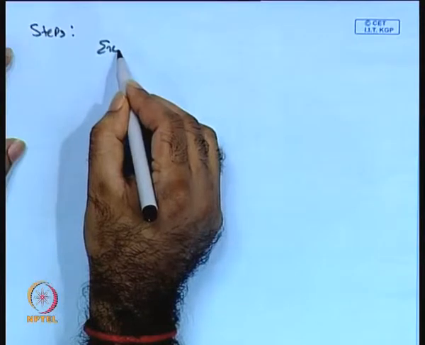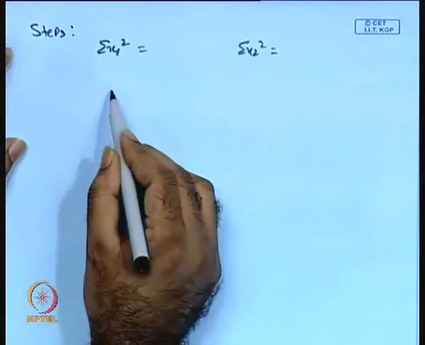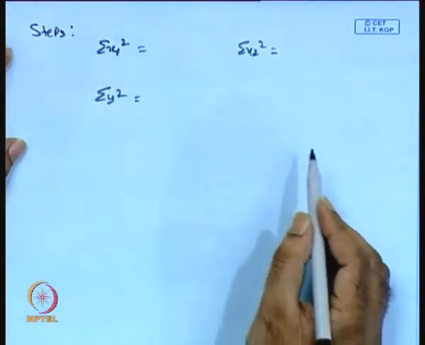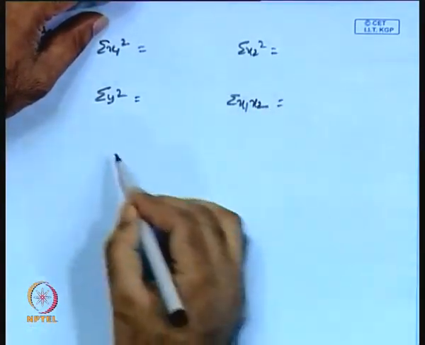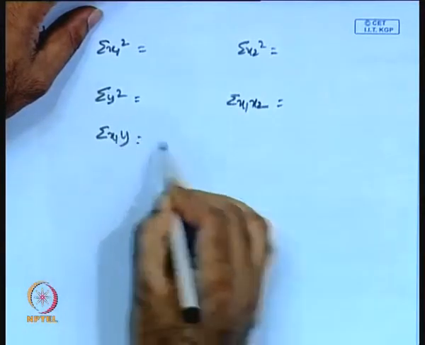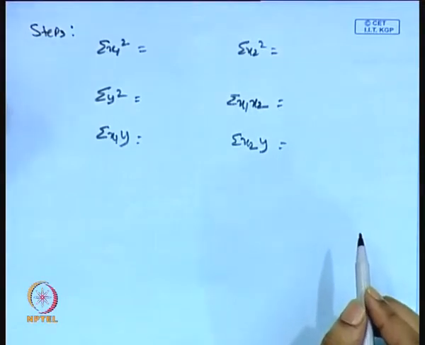What is the step 3 process? The step 3 process is to transform all these components, what we have received from step 2, into a deviation format. So, what do we need? We need summation x1 squares, then summation x2 squares, then summation y squares, then summation x1 x2, then summation x1 y, then summation x2 y. I think this much is enough. Three such deviation formats are required.